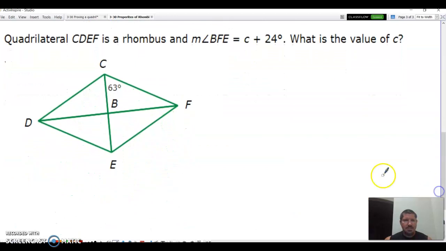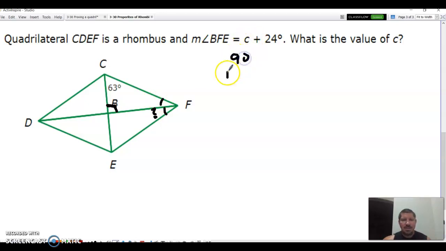And last example, quadrilateral CDEF is a rhombus, and the measure of angle BFE, that's this one right here, equals c plus 24. What is the value of c? Okay, so again, remember this angle is congruent to that angle, and this is a right angle. So if I can find the measure of this angle, then I can easily find c.